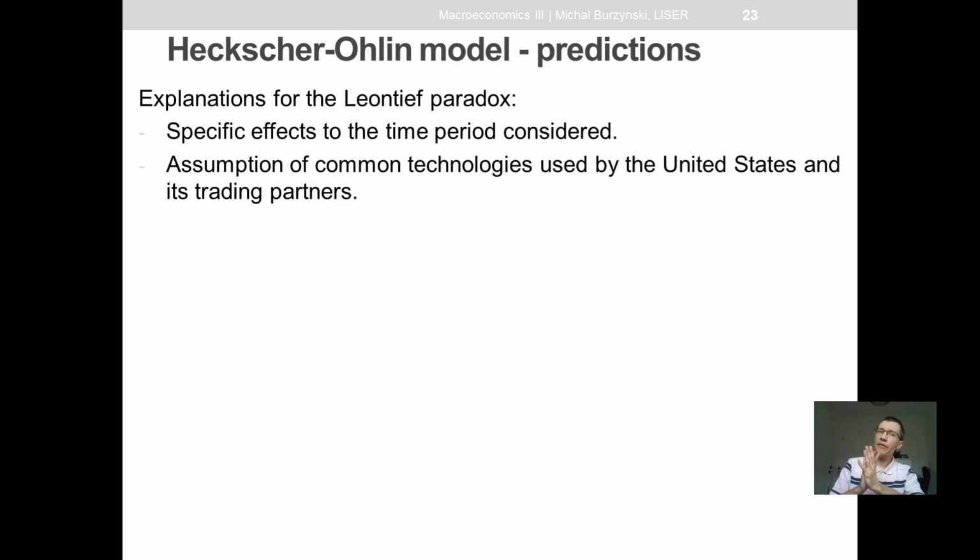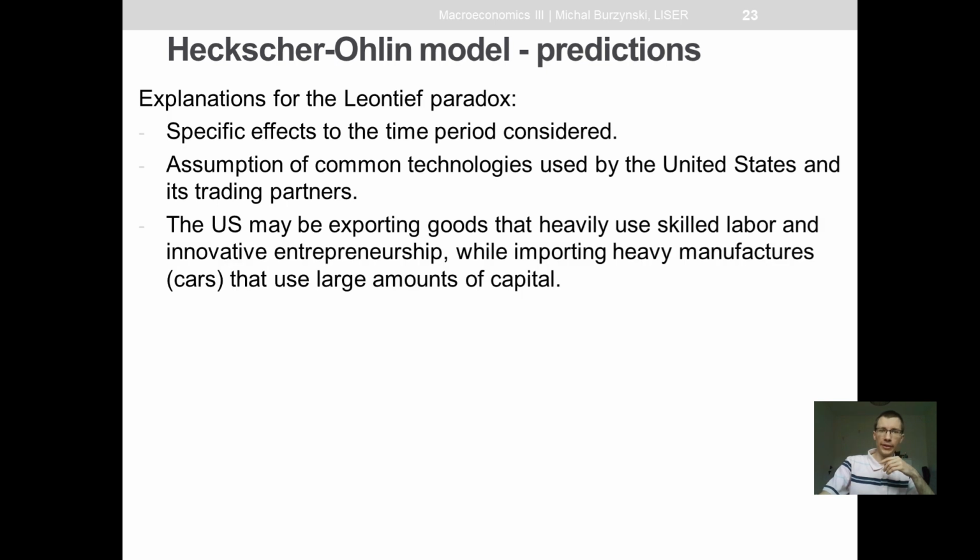But then you have a Heckscher-Ohlin model with technology differences across countries, and it predicts exactly the same pattern of trade, and it's still in contrast with those findings of Leontief. So once again, not a good explanation of the paradox. But there is a good explanation for the paradox.